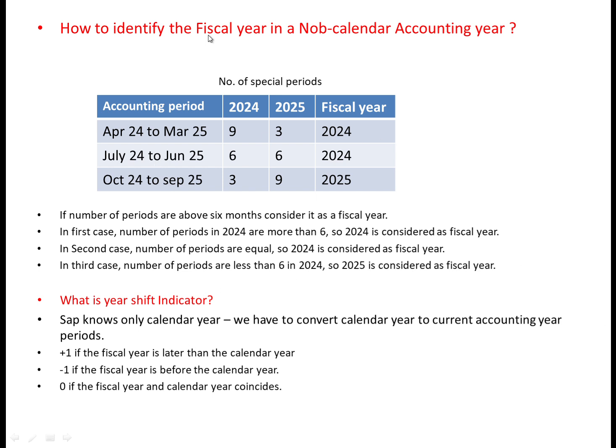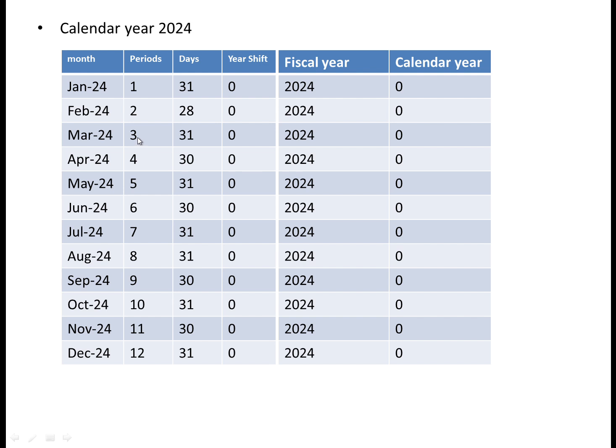Okay, and this is one scenario I would like to explain: how we would consider the fiscal year for non-calendar years. For a calendar year we can consider the fiscal year as the same year. And for the non-calendar year, how can we consider the fiscal year? For example, if we take April to March. For example, you can see this is the calendar year from January 24 to December 24.